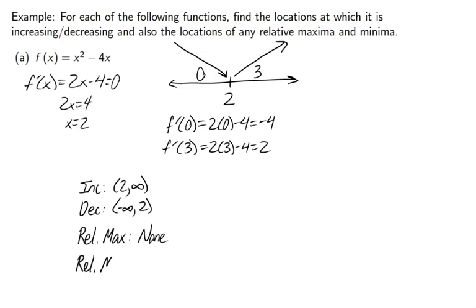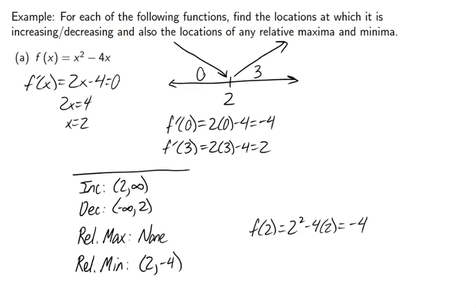Relative minimum. That occurs at 2, and I actually do not have the y value yet, do I? How do I find it? What function gives me the y value? It's the original function. If you're trying to find the y coordinate, after you've done all the work to find where the max and the min is, the y values come from plugging it back into the original function. I'm going to just come over here and calculate f of 2. f of 2 is 2 squared minus 4 times 2, which is 4 minus 8, that's negative 4. And that completes the question.